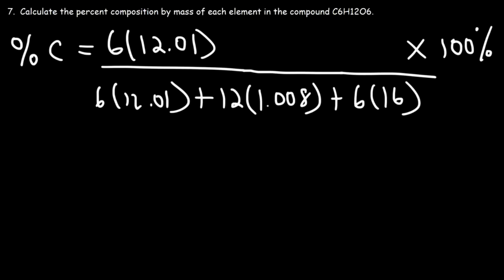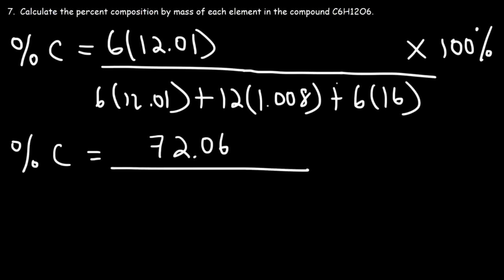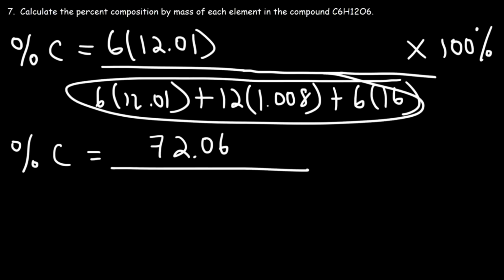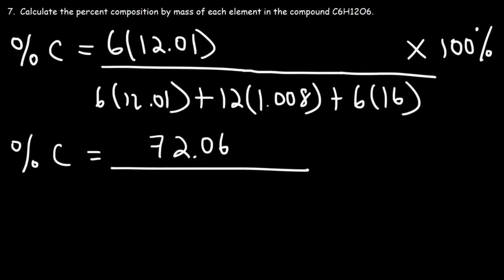So 6 times 12.01, that is 72.06. Now I'm going to type in this whole thing. And let's see what I'm going to get.